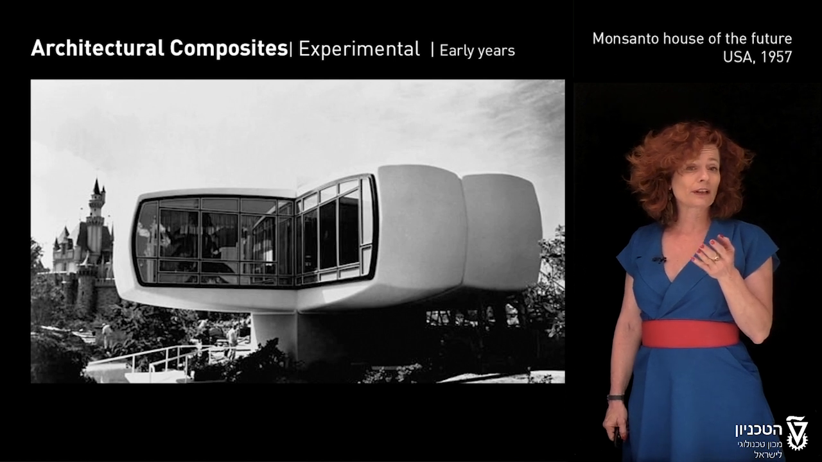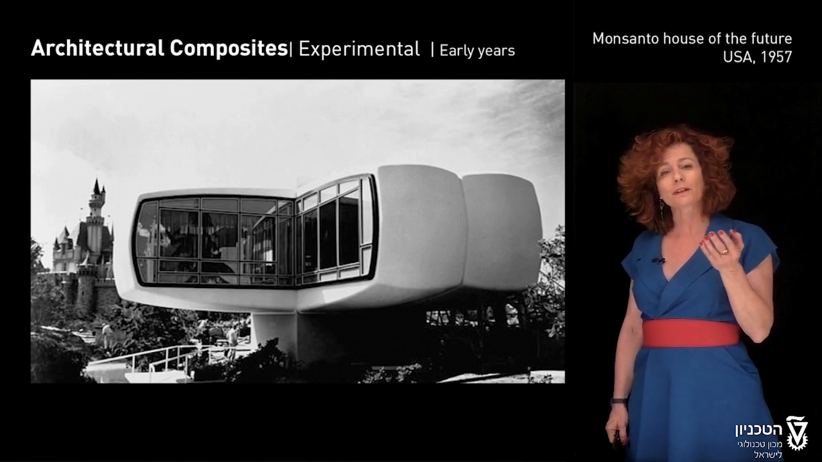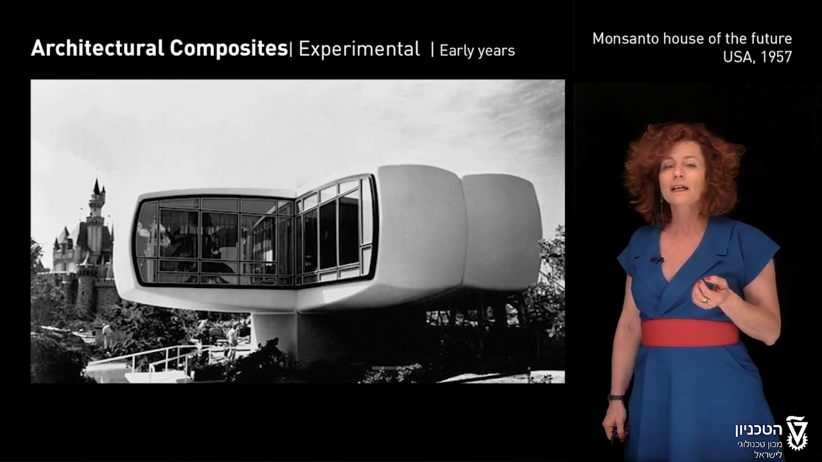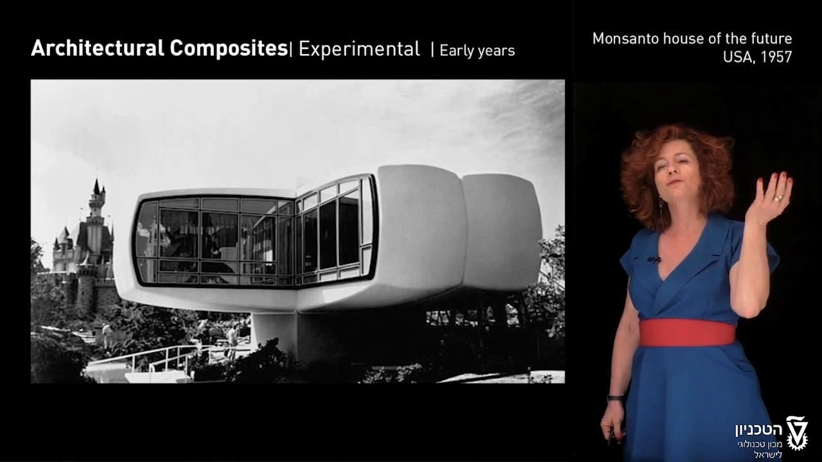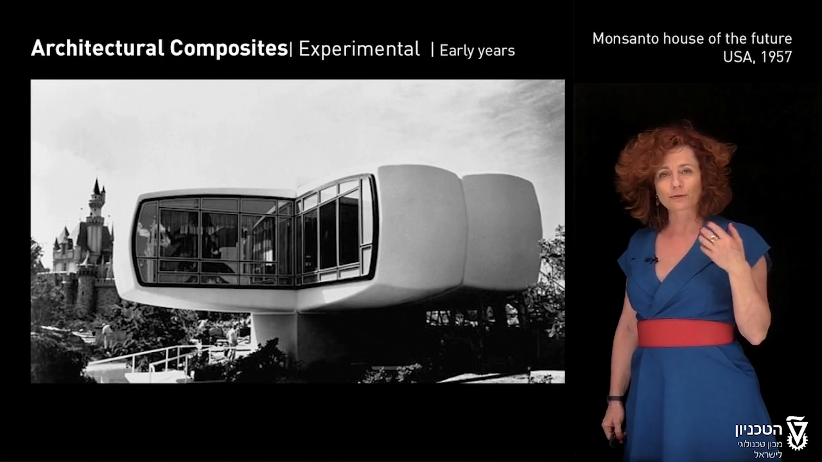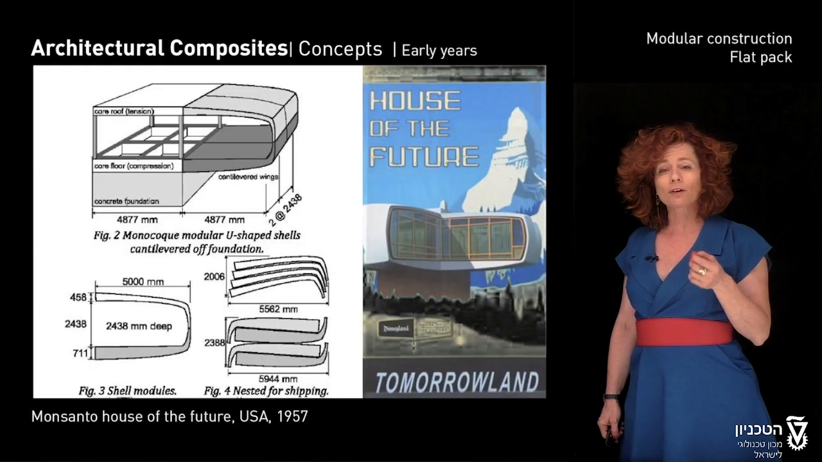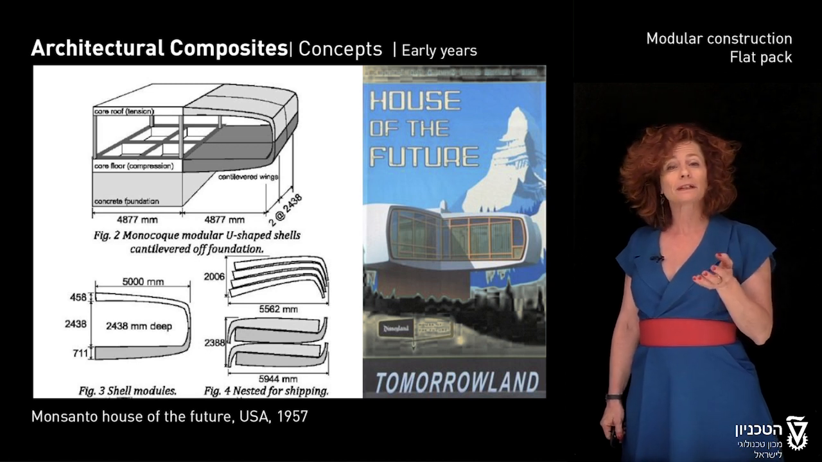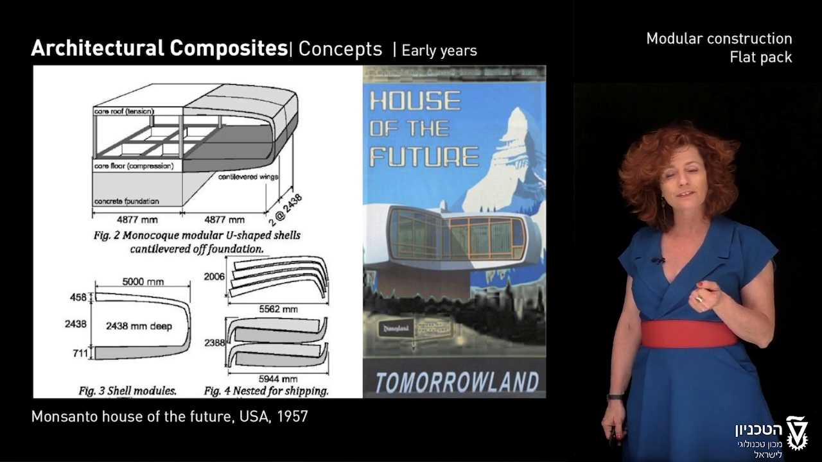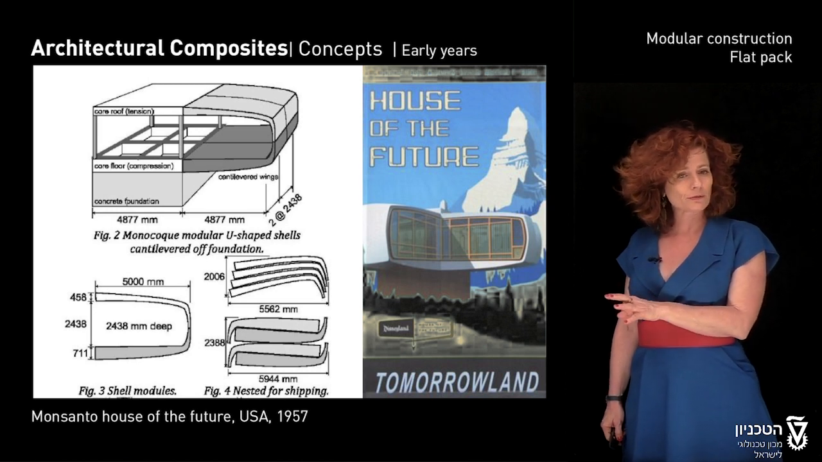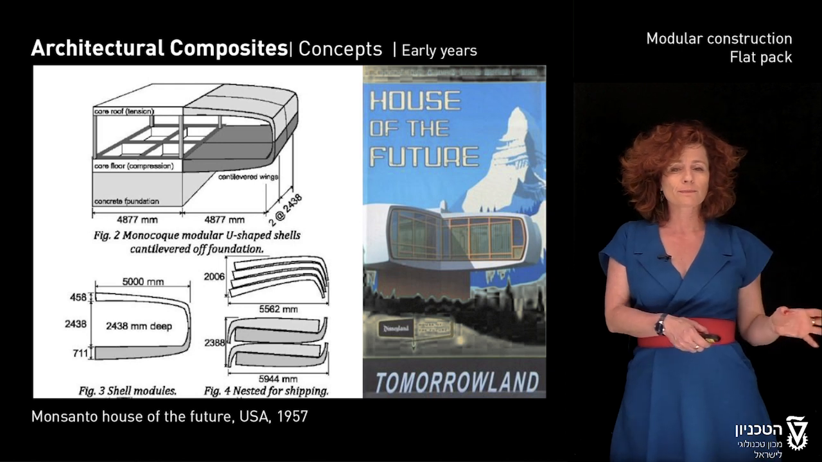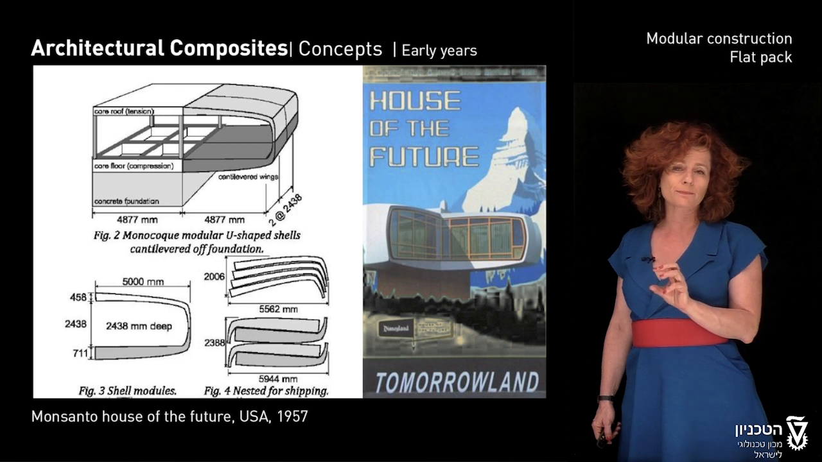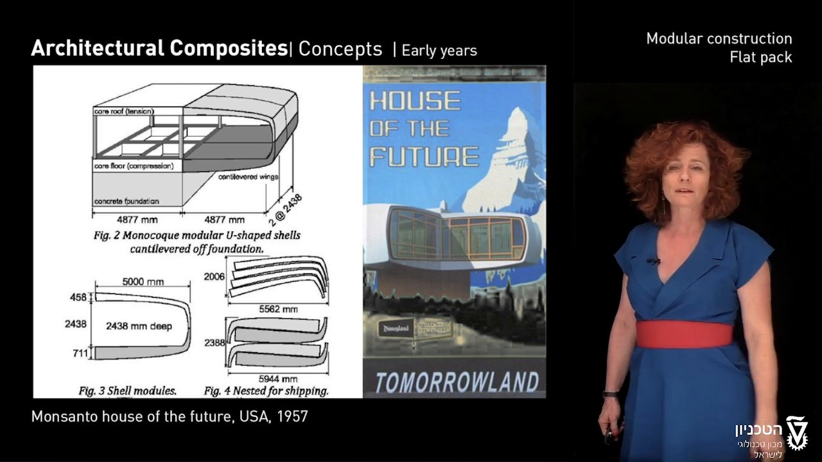We already saw the housing of the future, the housing unit of Monsanto House, that is the US in 1957. So with this concept of a future type of housing and a futuristic material came also the concept of modular construction and a flat pack. So in Tomorrowland, because this material is so light and efficient, we can actually manufacture it somewhere, flat pack it, transport it and assemble it on site, and have this minimal volume of transportation in the modular element that we construct.